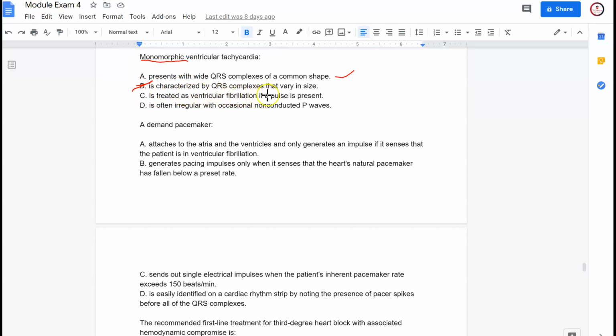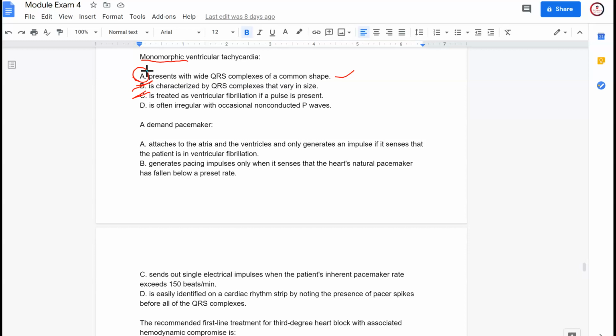Is treated as VFib if a pulse is present. No, because if you have VTach with a pulse, you are much nicer than VFib, which never has a pulse. Is often irregular with occasional non-conducted P waves. No. Presents with a wide QRS complex, common shape.